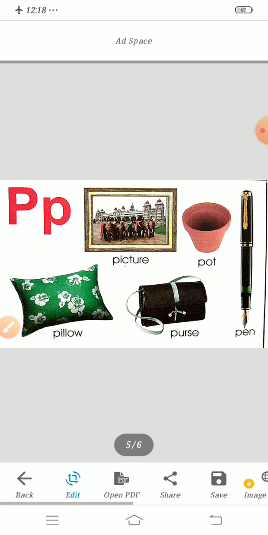Next, P. P for pillow, P for picture, P for pot, P for purse, P for pen. This is the capital letter P and the small letter P.